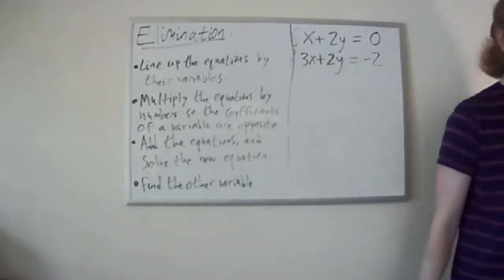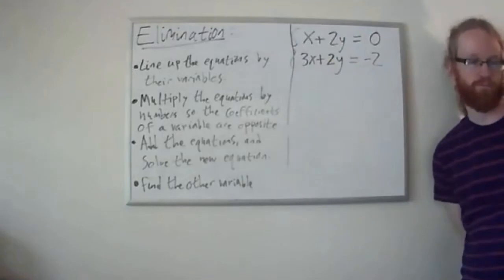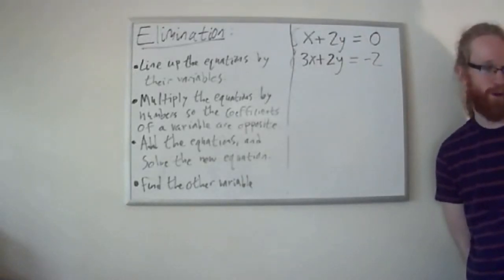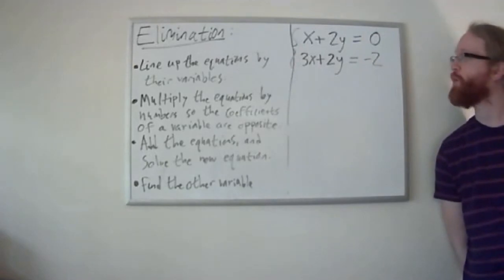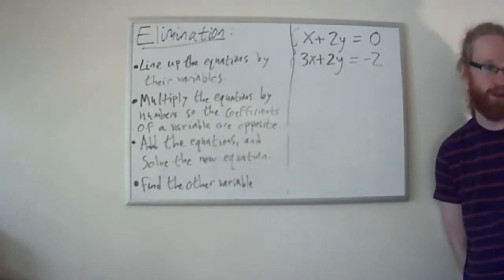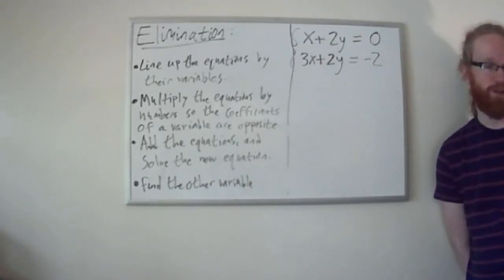x plus 2y equals 0, and 3x plus 2y equals negative 2. Decided to just make this one up on the spot. We'll see how it works out. It should be okay, though. So I want to solve this system. I don't know what the solution is. We'll find out. We're going to solve it using elimination.